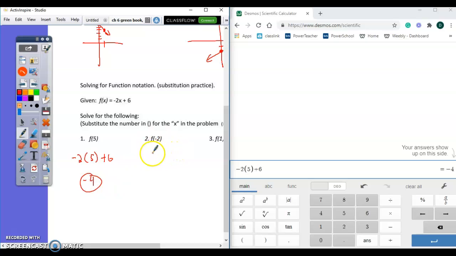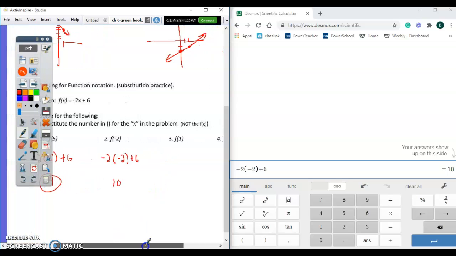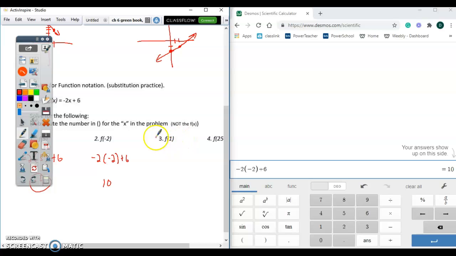All right, so the same thing for all of these. Negative 2, parentheses, negative 2, because I'm substituting that in, plus 6. What does that give us? So that gives us 10. So we're looking at an input-output scenario here. So for when x is 1, what is the answer? So negative 2, parentheses 1, plus 6. Then type that into your calculator. You get 4.